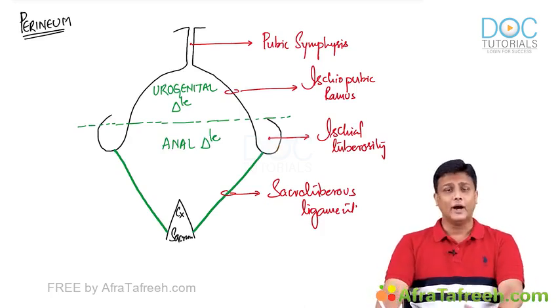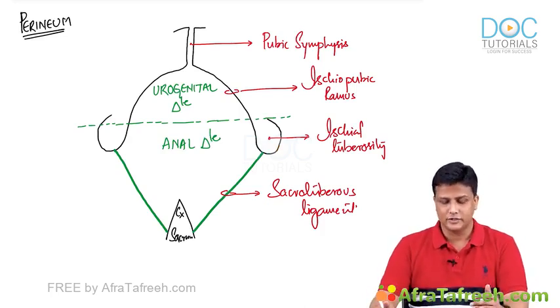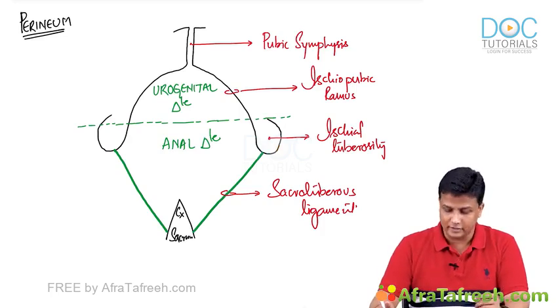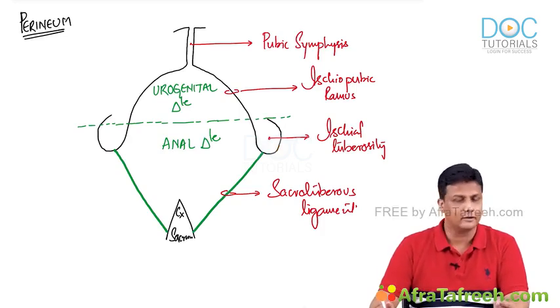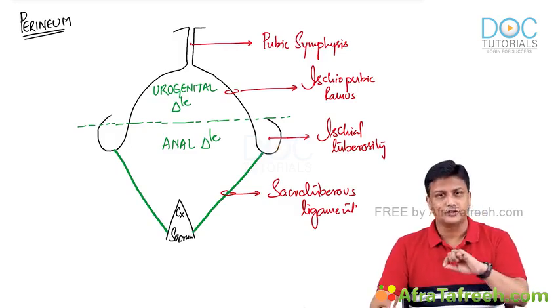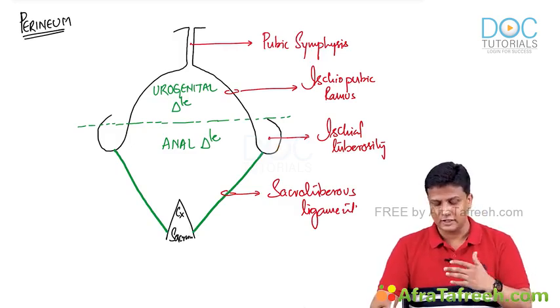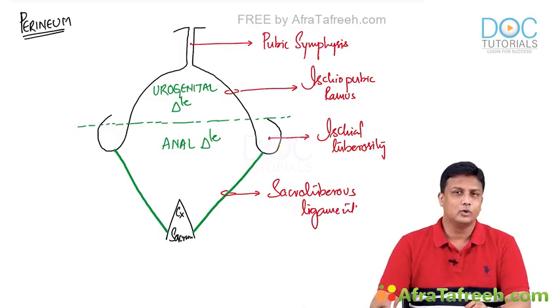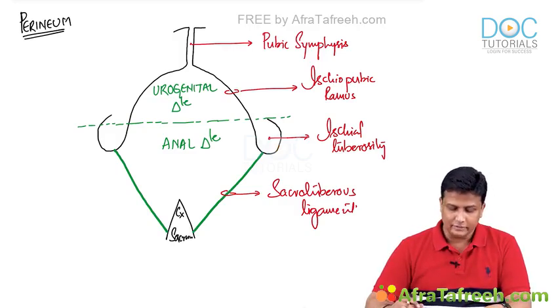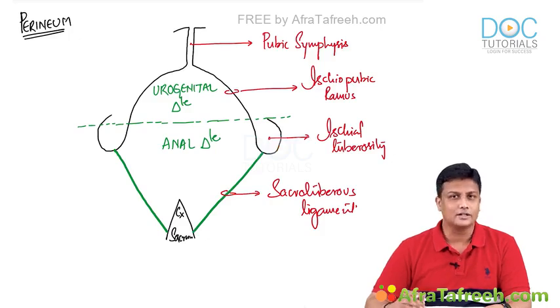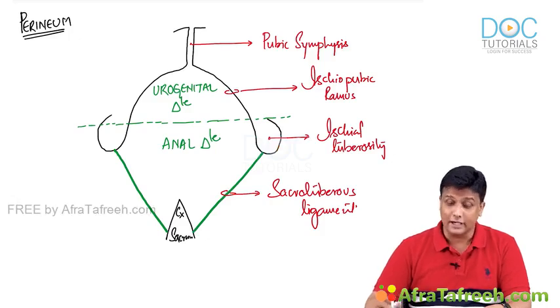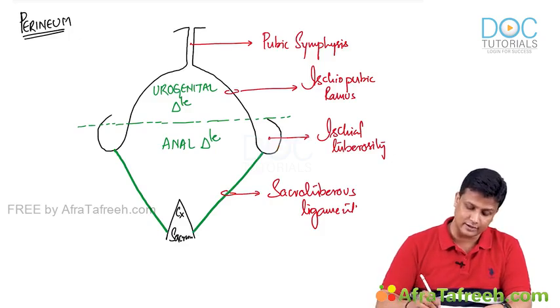So basically we can divide the perineum into two triangles. One is the urogenital triangle, another one will be the anal triangle. Urogenital triangle and anal triangle, guys. Done. So in one diagram we have completed the boundaries as well as the division of the perineum into two triangles. Now once you are comfortably done with the perineum with all the boundaries and its division, let us learn about these two triangles separately.